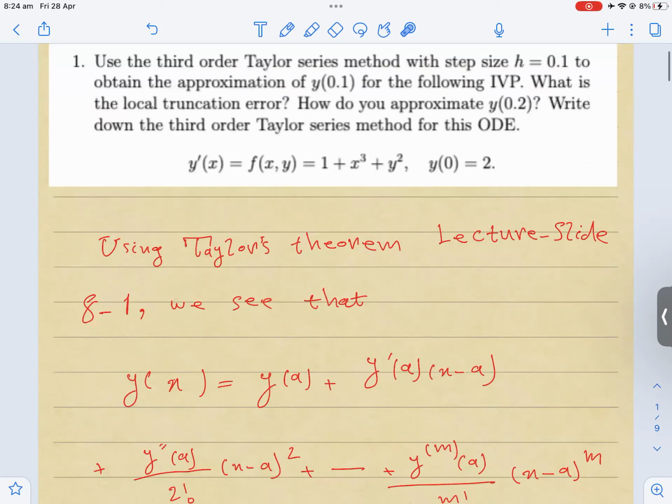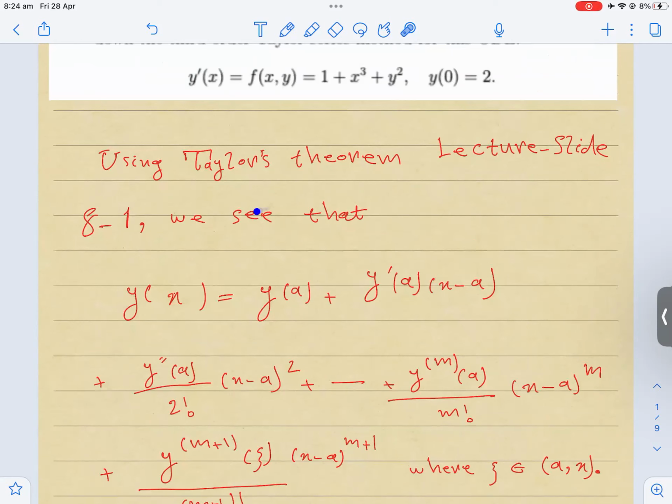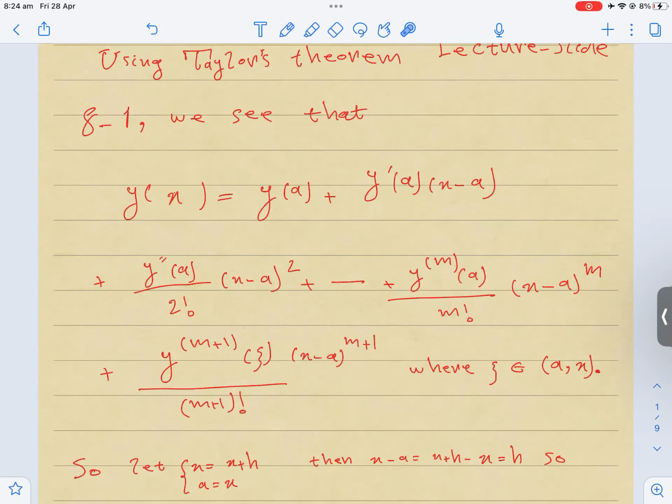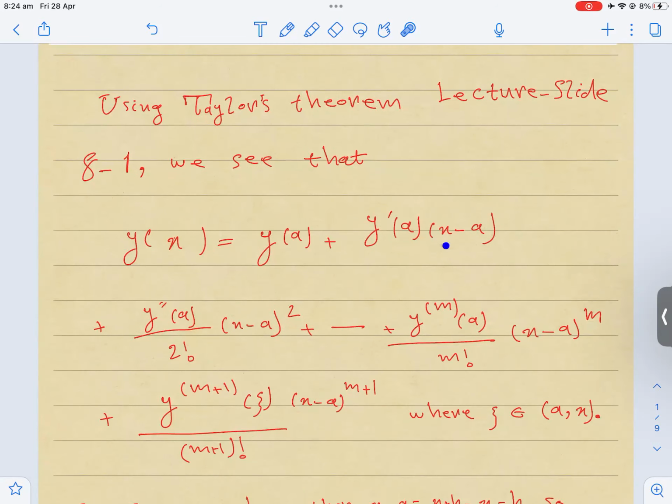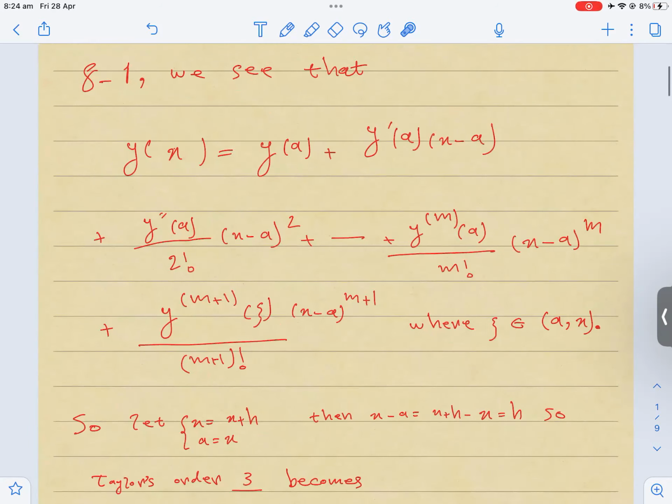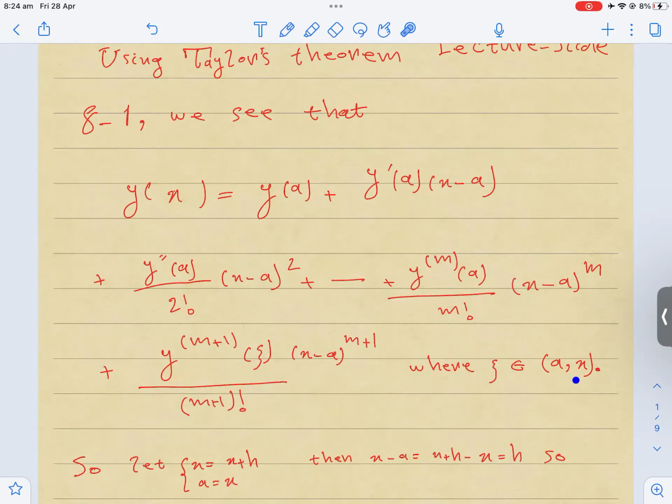So what was Taylor's theorem in the first lecture of this week? y(x) equals y(a), where a is the initial point, here a equals 0, plus y prime(a) times (x minus a), plus y double prime and so on until derivative order m. That's why we call this Taylor's series order m. The m plus 1 term is in the role of remainder, and the point will be between the initial point and the target point x.